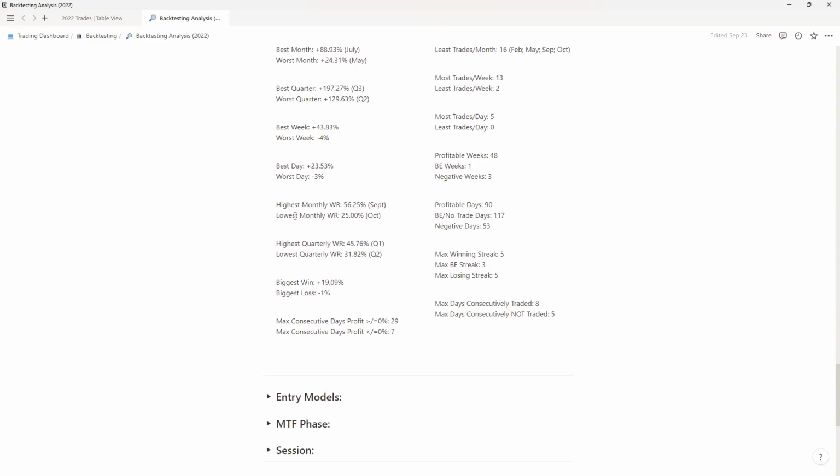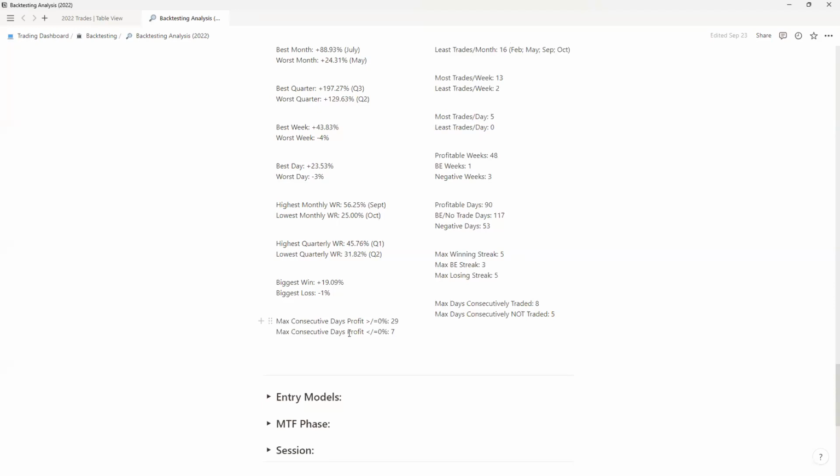Again, continuing down, we have some of the best win rates, either monthly, quarterly, and then some data on the best win. And then our biggest loss is fixed at 1% because for this backtest, I was using 1% risk management on every trade. And then at the bottom here, I have max consecutive days where the profit was greater than or equal to 0. So that's basically where we've either had a profitable day or a break-even day. How long did I go without ever having a negative day?